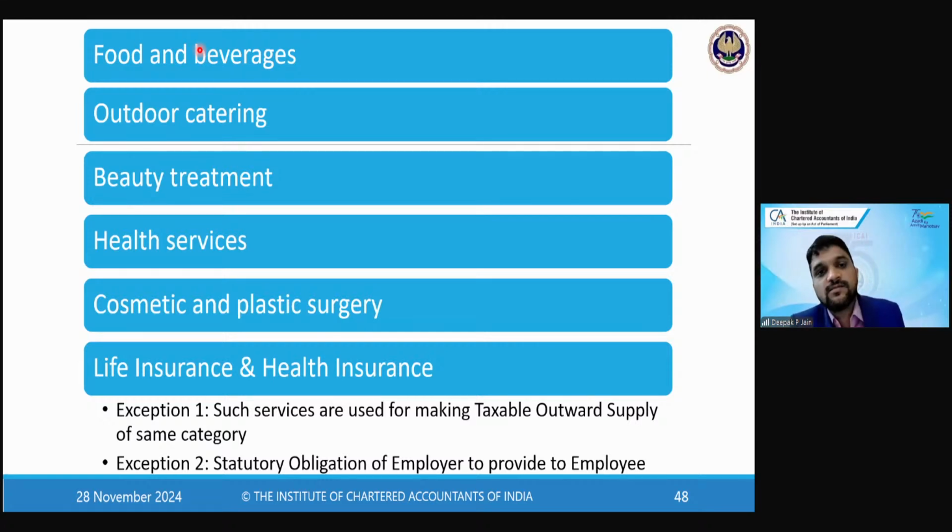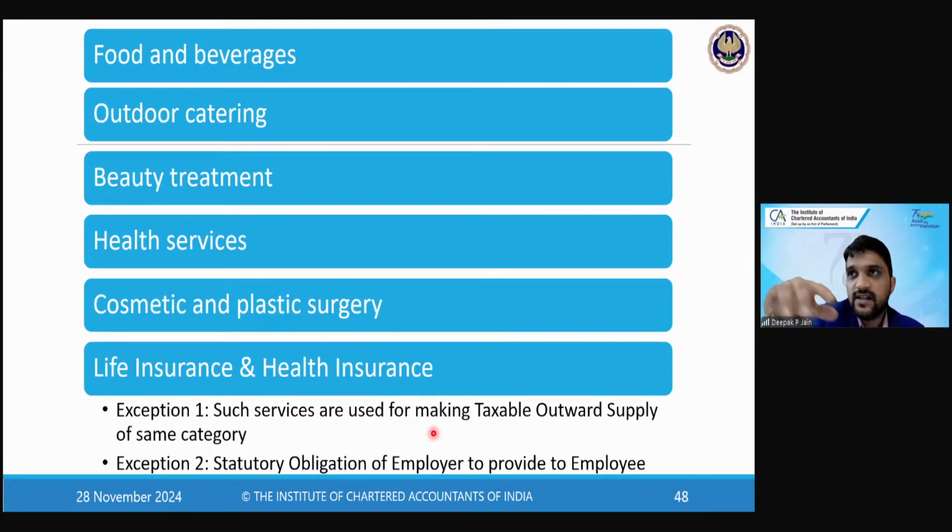If something is taxable, health services, life insurance and health insurance credit is not available. But for life insurance and health insurance, there is an exception, which says that when such services are used for making a taxable outward supply, for example when you take health insurance and do a reinsurance, then you are into the business of health insurance. So you're taking insurance from somebody else and giving it to somebody else, or to an agent.